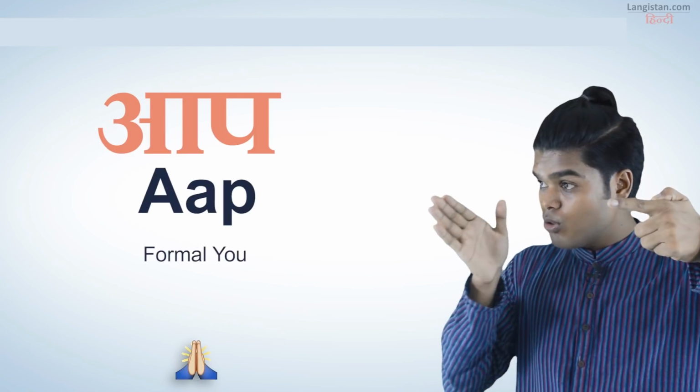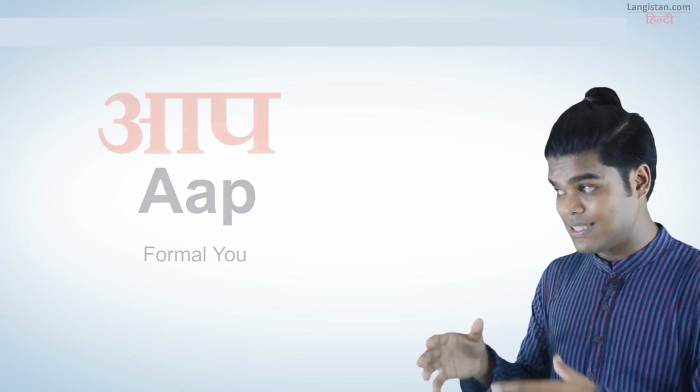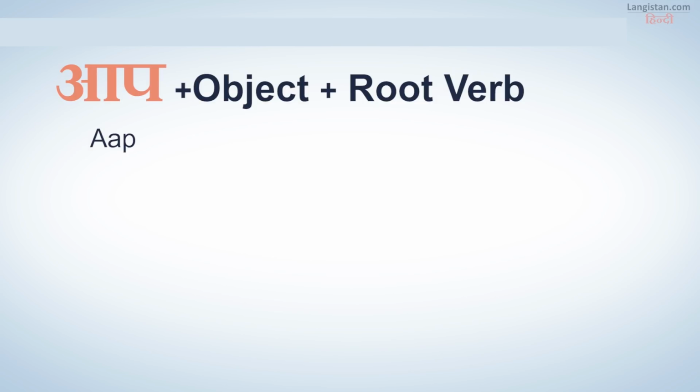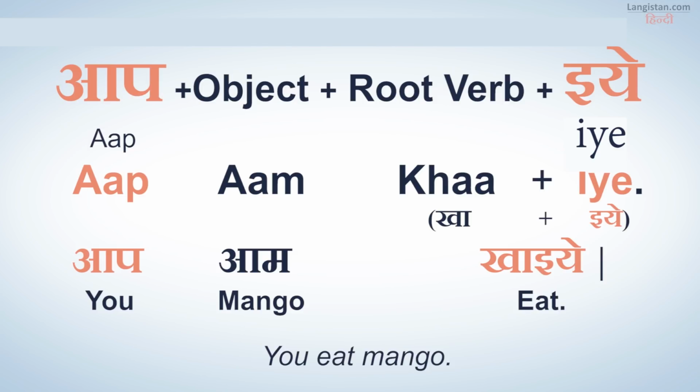You already know we have three, aap, tum and tu. Let's remove these two for a while. Just focus on aap. So aap, see the structure is like this. Aap, and then if you have to say some object, give object there, and then you use root verb, and in the root verb add ea, I-Y-E. Okay, ea. In Hindi, in Devanagari, it is best to learn ea. Alright, so root verb plus ea. Aap, am, kha, ea.